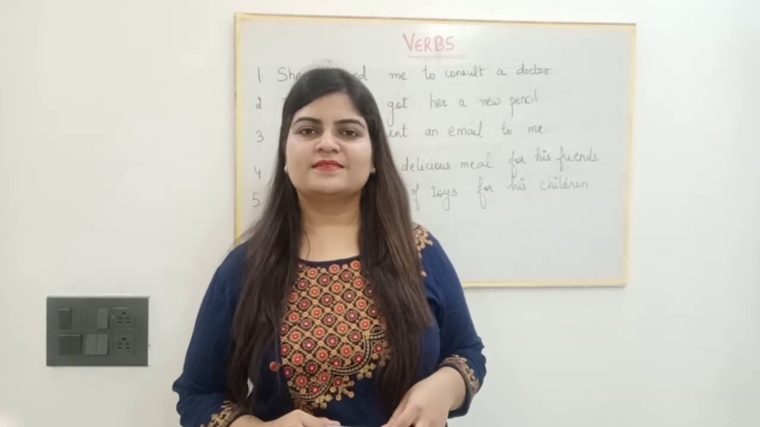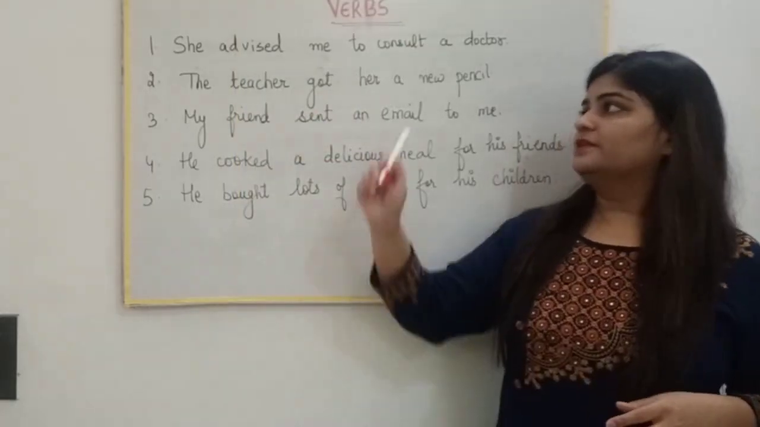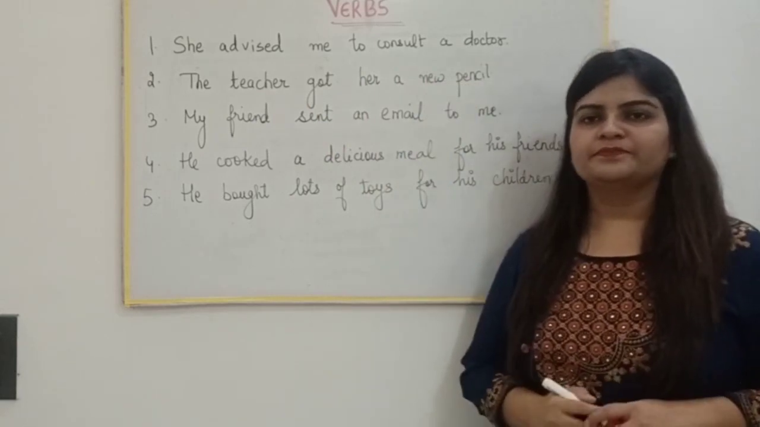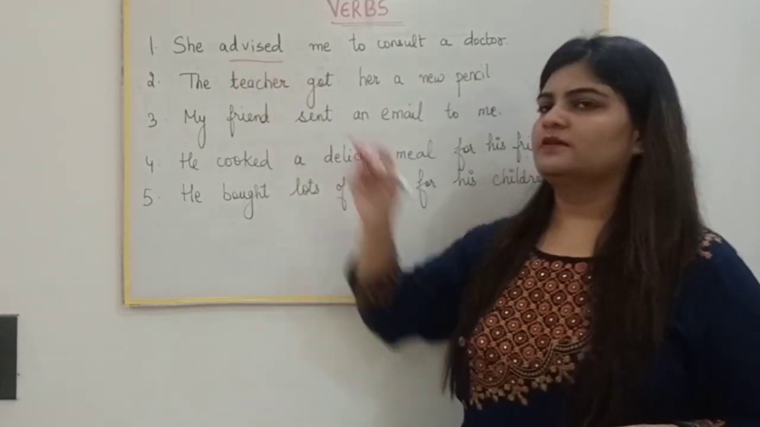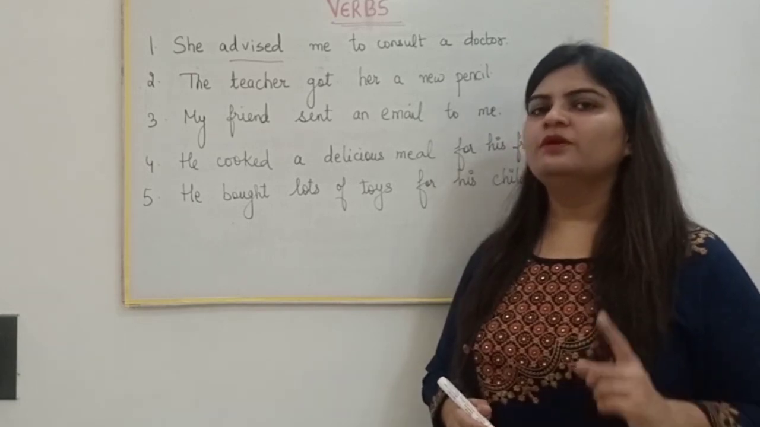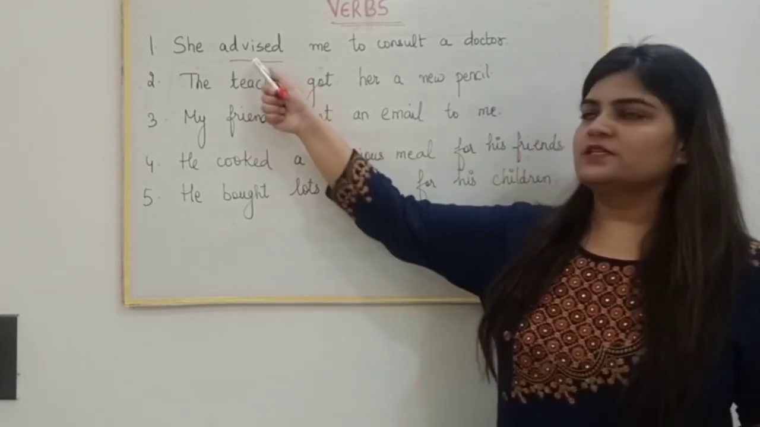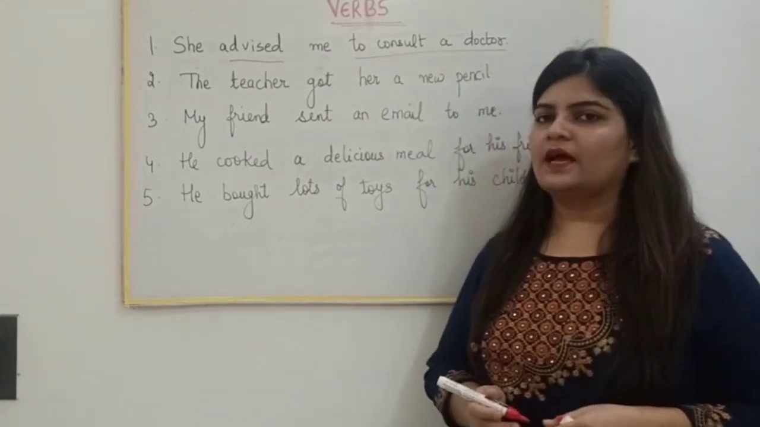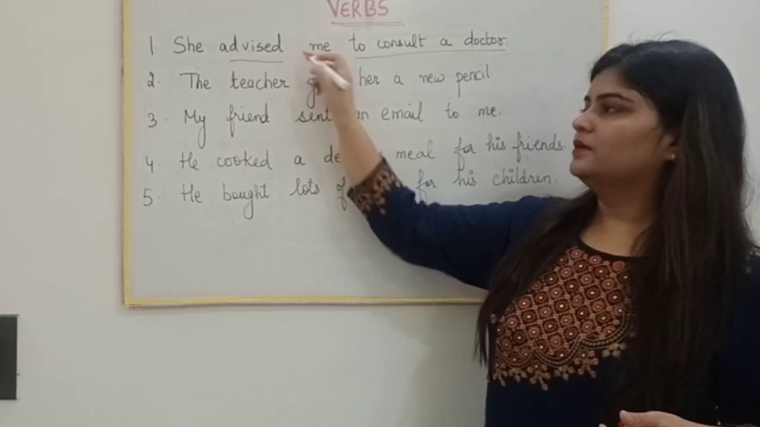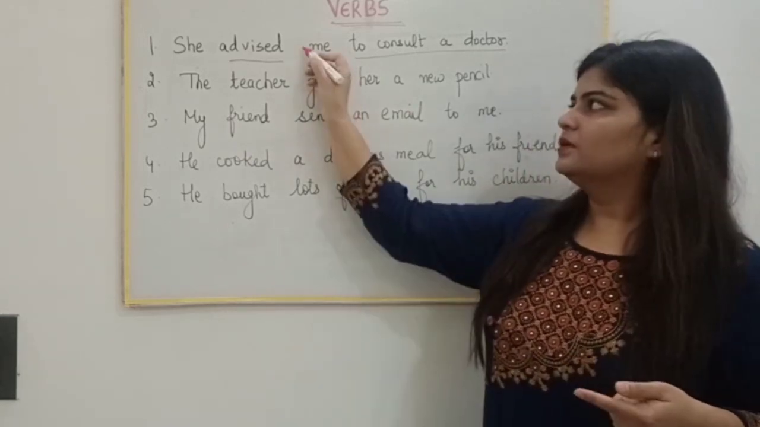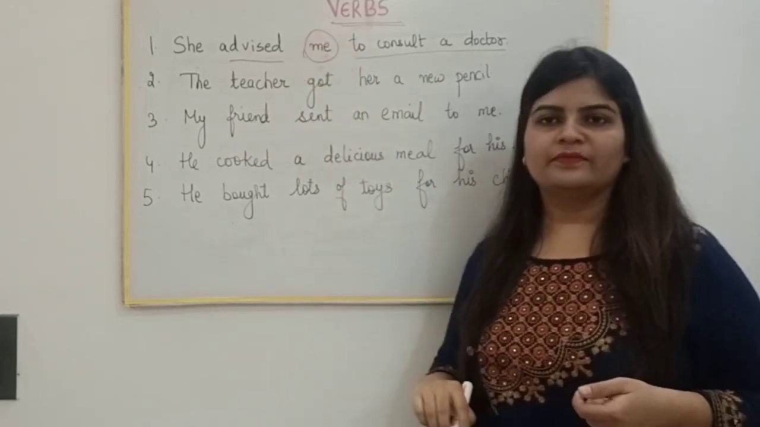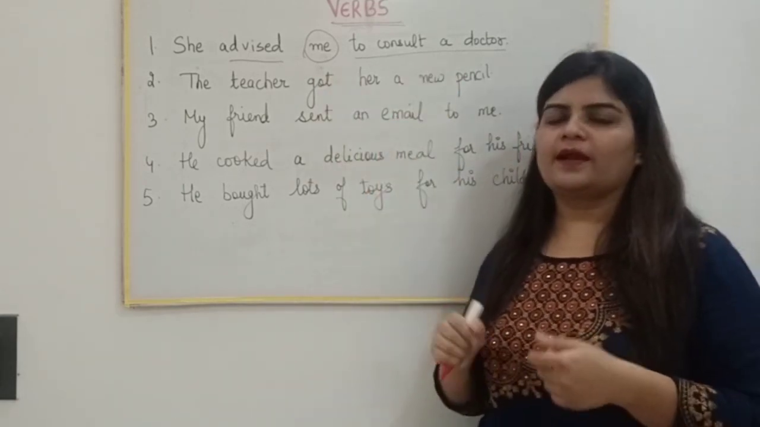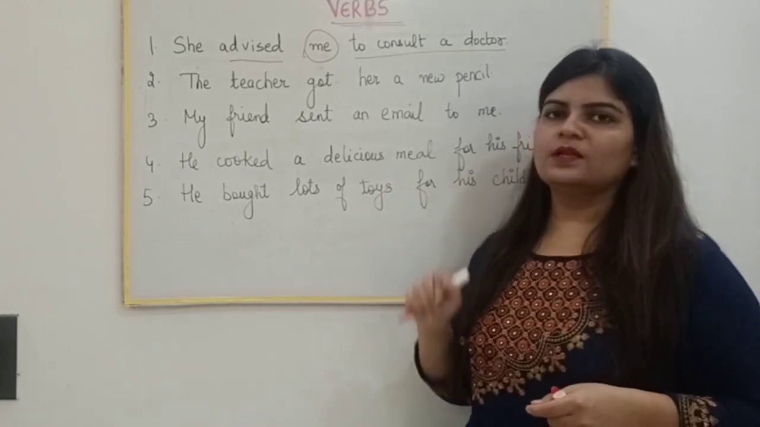Let's solve this exercise. The first sentence is, she advised me to consult a doctor. Now, the verb is advised. For the direct object, we will ask the question, what? What has been advised? To consult a doctor. And to whom? The advice has been given to whom? To me. So this is the direct object and me is the indirect object. Like this, we are going to solve all these sentences.